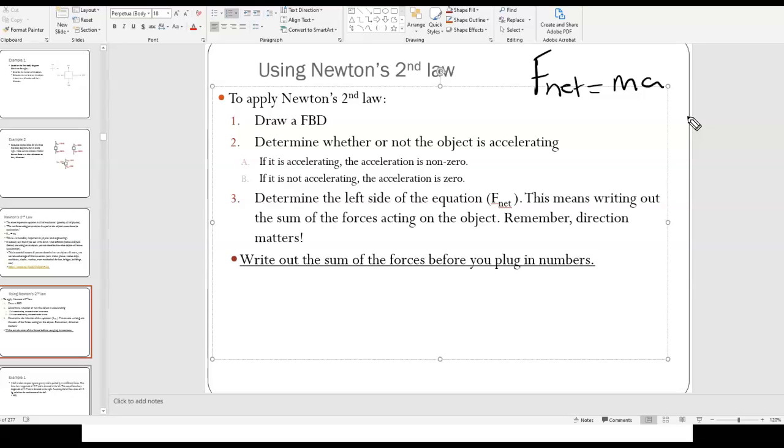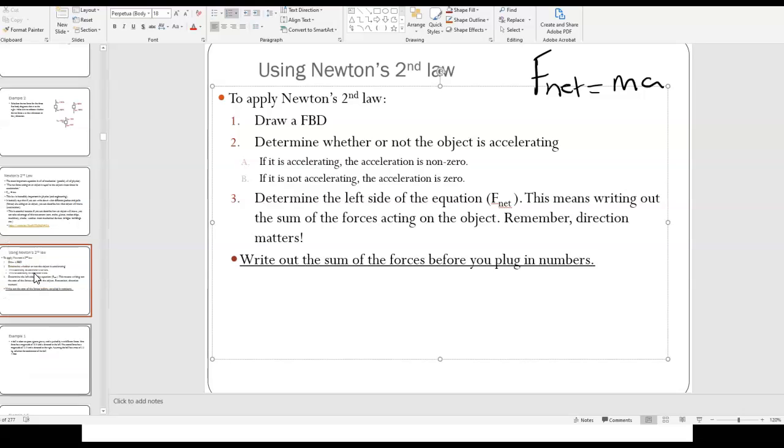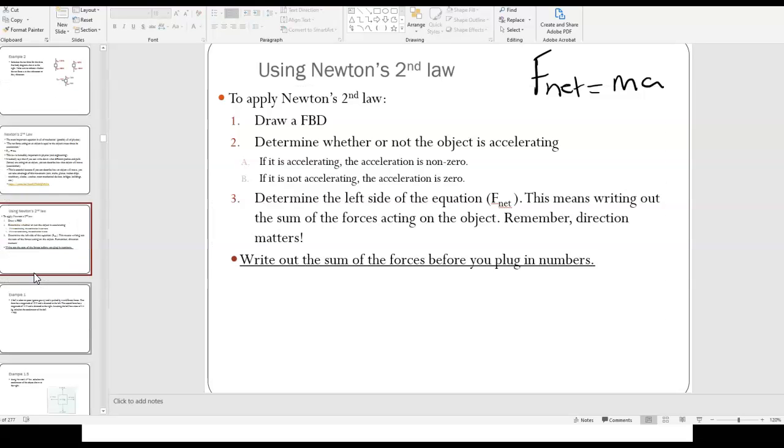We're going to start off with some simple examples in this video, and then over the next few months we will increase the complexity of problems that we solve with Newton's second law. So make sure you have this added to your notes, and we'll start off with some very basic problems.